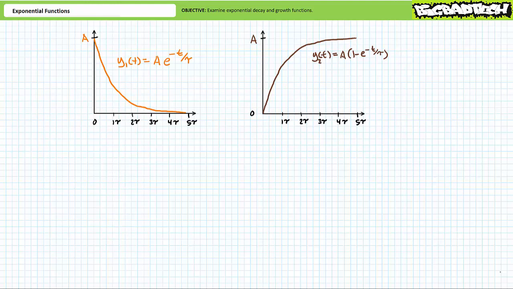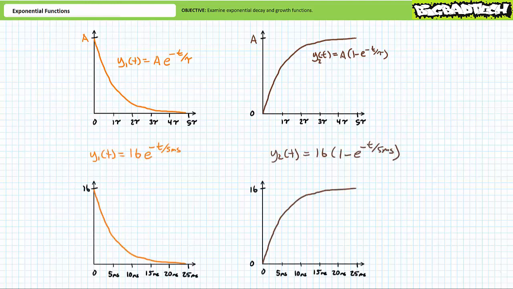The constant a forms the upper and lower bounds of each function. The smaller time constants mean one is zoomed in on the horizontal scale, whereas larger time constants mean one is zoomed out on the horizontal scale. One can use these general purpose plots to accelerate the analysis of transient functions. Consider these two functions. y1 of t equals 16 times e to the negative t over 5 milliseconds, and y2 of t equals 16 times 1 minus e to the negative t over 5 milliseconds.